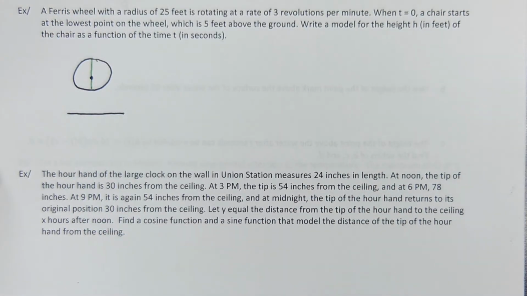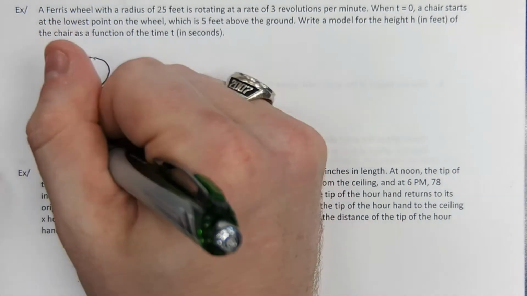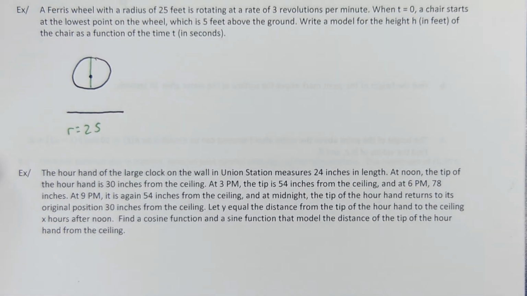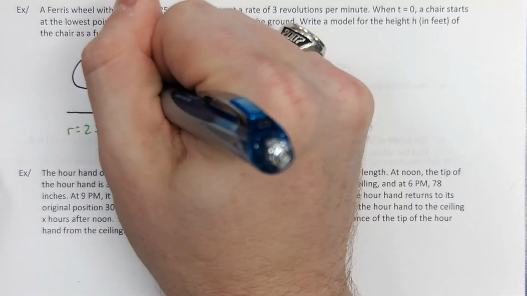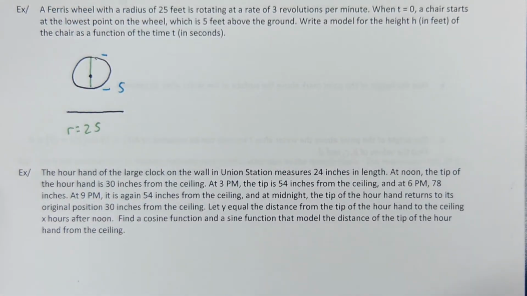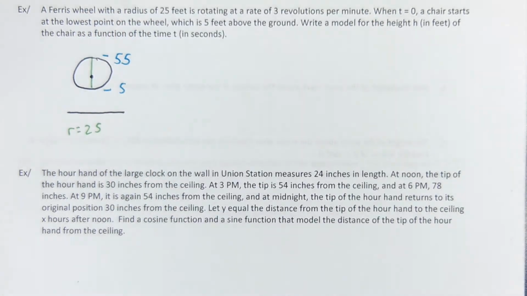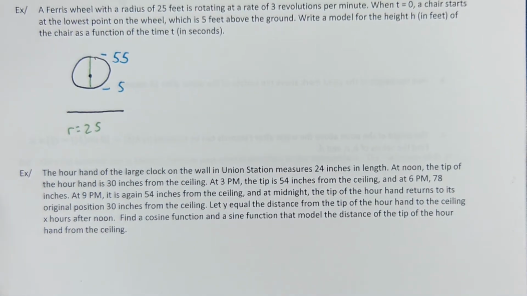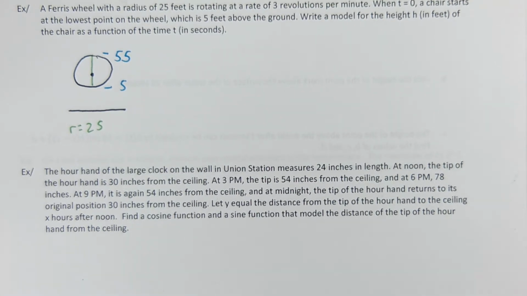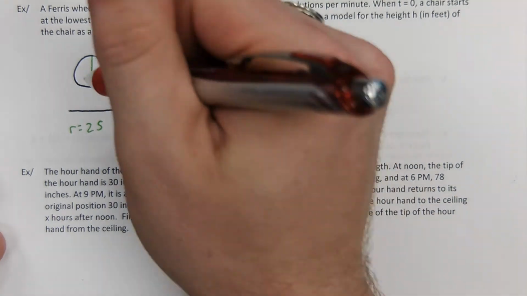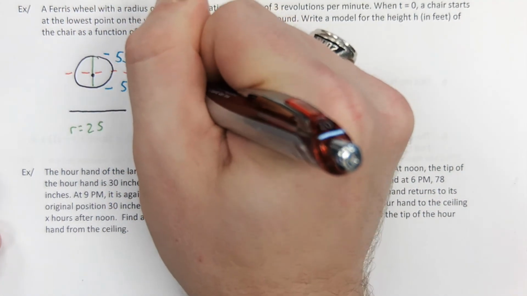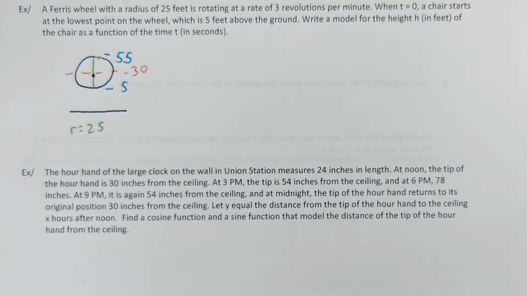We know that the radius is 25. And we know that its lowest point is 5 feet above the ground. So what is its highest point? 55. Yeah, because it's 25 and 25. So its highest point is 55. Since we know it's going to be important, what's halfway between 55 and 5? It's also known as the average. It's 30. The average of 55 and 5 is 60 over 2. It's 30. Basic math.